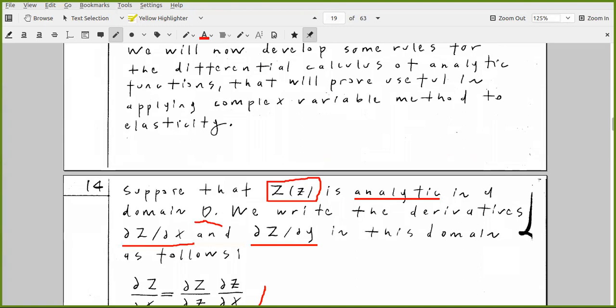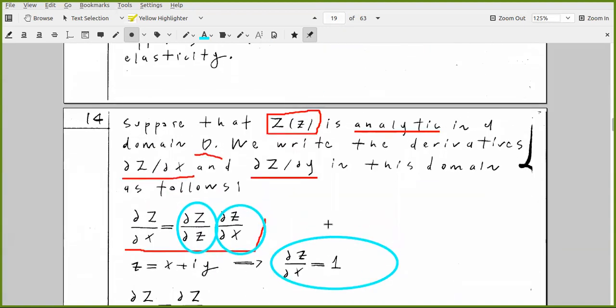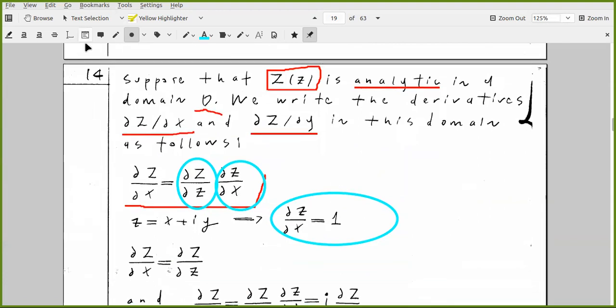dZ/dx, for example, is dZ/dz times dz/dx. And the answer is already given. This is Z prime. It's actually an ordinary derivative. And you can use any of those signs. And dz/dx is known because z is x plus i times y, and dz/dx is simply 1. And for this reason, dZ/dx is equivalent to dZ/dz, for any function.